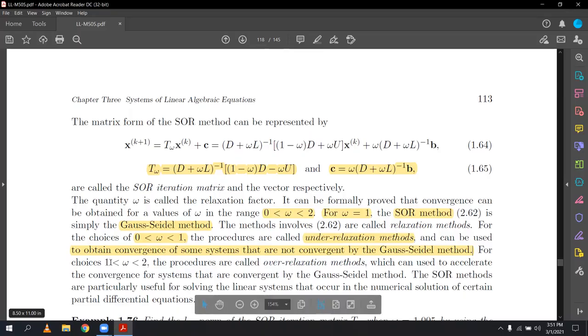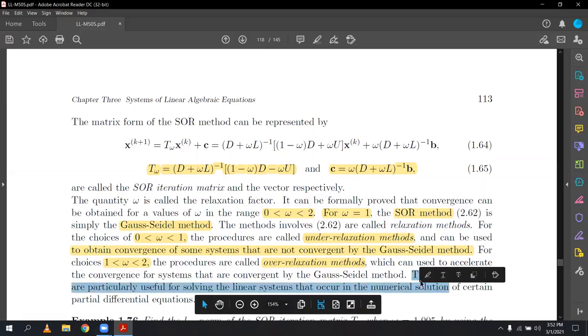The second choice is the best choice we have, and that we will use inshallah. It is omega between 1 and 2, and this procedure is called the over-relaxation method. We can use it to accelerate the convergence of a convergent Gauss-Seidel method. I mean, when your Gauss-Seidel converges, it makes it converge faster. And generally, we use the SOR method in our case here.